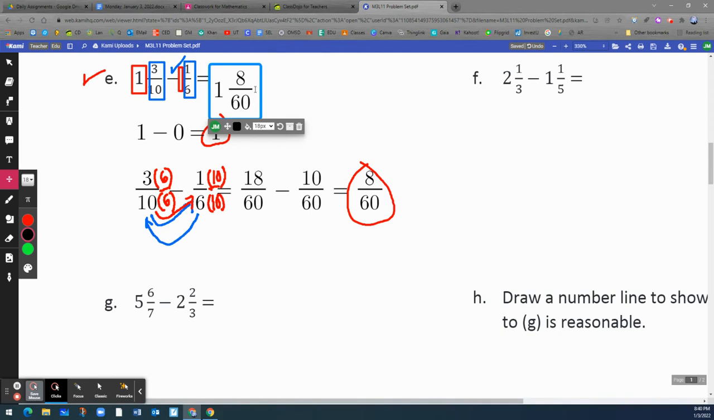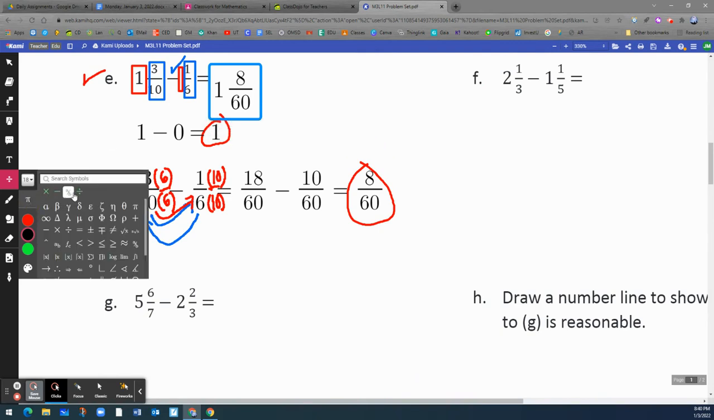And also both numbers can be divided by 4. Well, the 8 can be divided by 4. But 60, we need to find the number that when you multiply it by 4 equals 60. And that will be 15. So that will be a good way to simplify this problem.